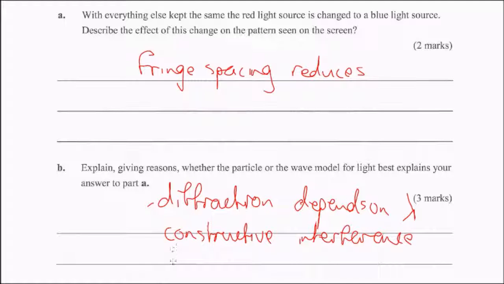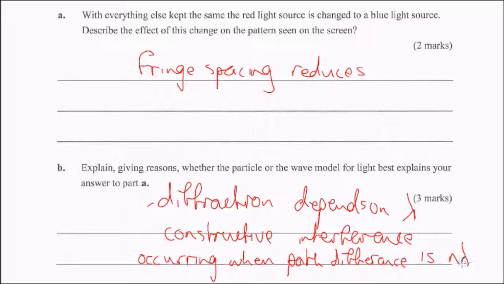Excuse my weird scribbly writing. So constructive interference occurring when the path difference is in multiples of lambda. Something like that. Okay, so that's the end of the light and matter section. I will work through the sound one shortly.